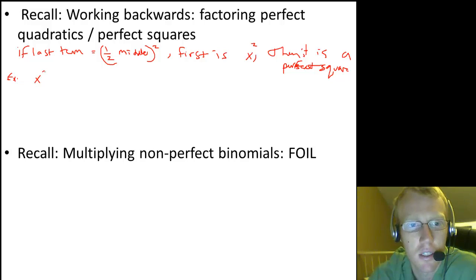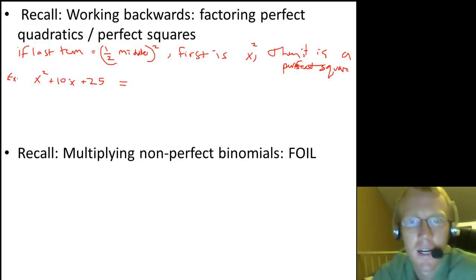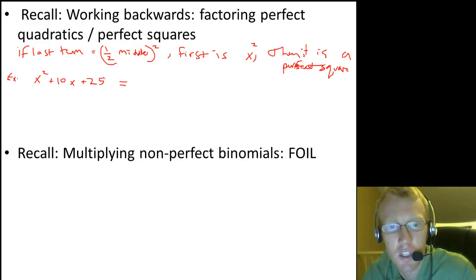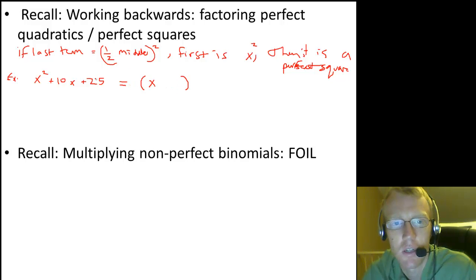So say you've got x squared plus 10x plus 25. And you want to see, is this a perfect square? So you take half the middle term and you square it. So half of 10 is 5, and 5 squared is 25. So we know this must be a perfect square. The first term is x. The last number squared equals 25, so the last number must be a 5. Okay, so we can check it. The middle term is twice as much as that one, and the last term is that one squared.